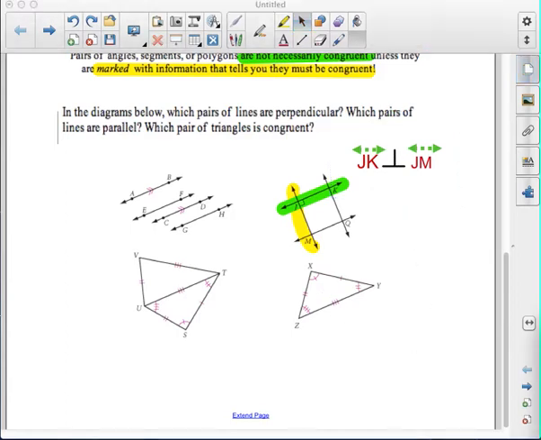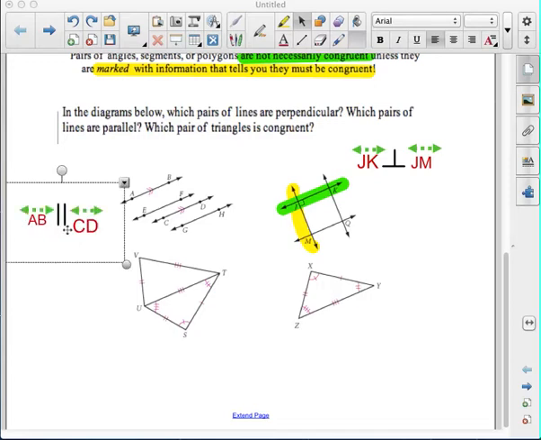Next, the second question asks, which pair of lines are parallel? Well, if you look here, all the lines look as if they're parallel. They're all leaning in the same direction, and they all look like they'll never touch. But again, we can't go by what we can see. We can only go by what we can prove. And the only two lines that have the double red arrows necessary to prove that they're parallel are these two right here. So if you remember, my special notation would say that line AB is parallel to line CD.